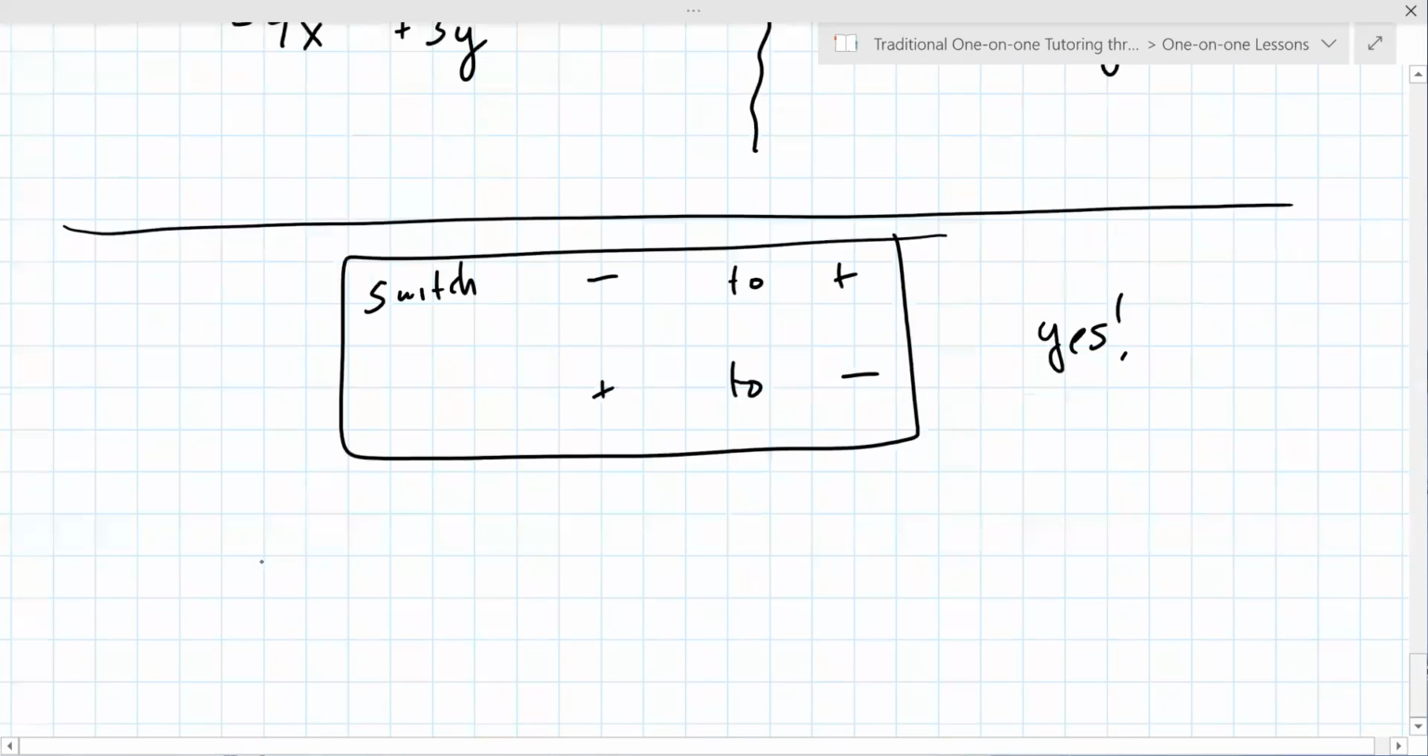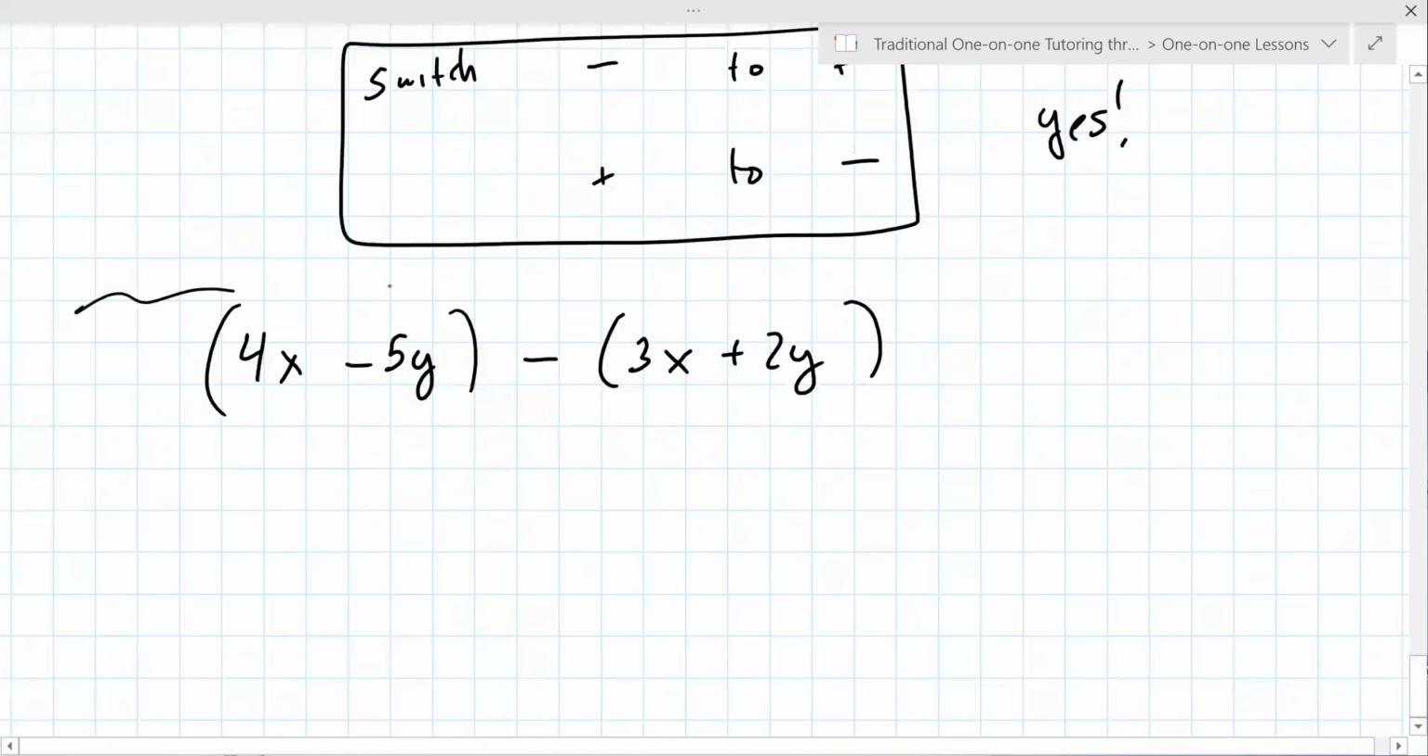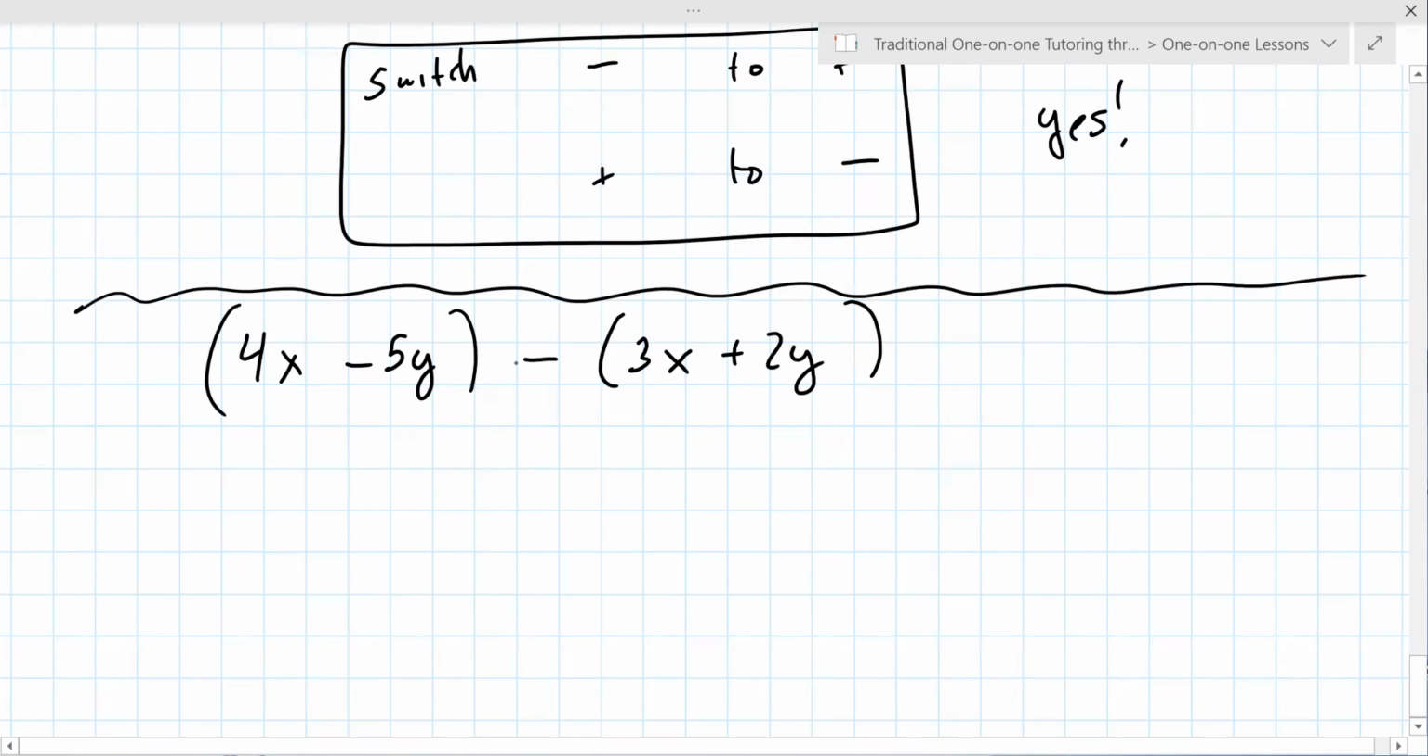Okay, now here's how you're going to use this: 4x minus 5y minus 3x plus 2y. So this is a problem that you might see. On the left side, is there a negative out here in front? What's written out front here? Nothing. So when there's nothing, you can drop the parentheses.